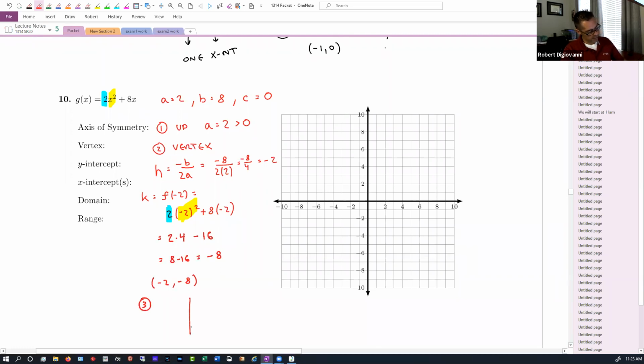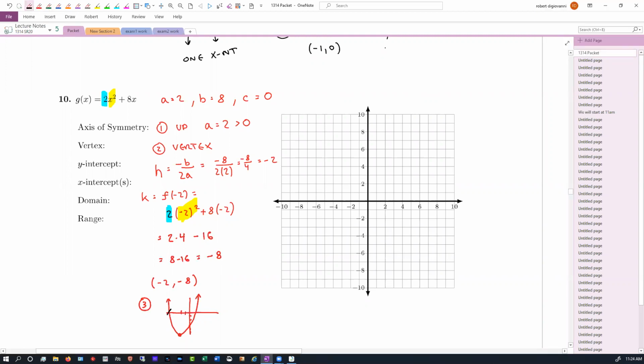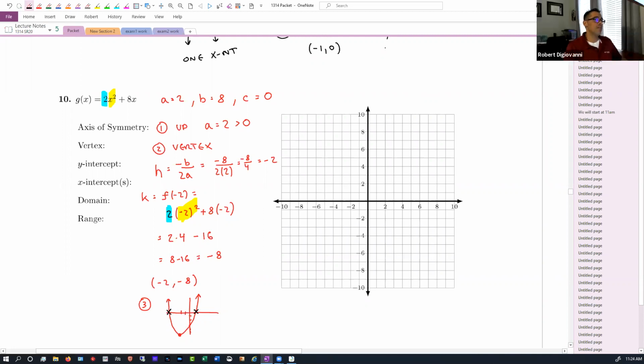Quick sketch. Negative 2 for my vertex, negative 2 to the left, and then down 8. Who cares where that is? It's somewhere down here. And my parabola opens up. And what does that mean? How many x-intercepts am I going to have? 2, right? And that means I have to go find them.